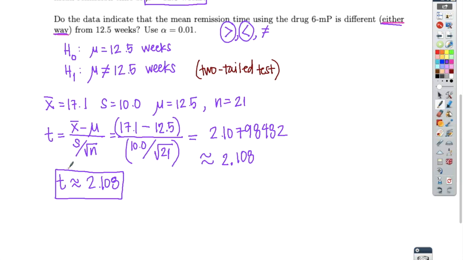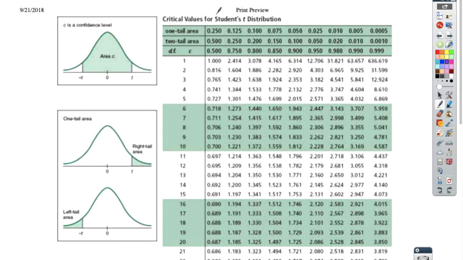Okay, so now that I've got my t-score, I need to find the p-value associated with the t-score, except there is another significant difference here between t and z. We're not going to find one p-value. We're actually going to find a range of p-values. So here's what I mean. In your formula sheet, here's what your student's t distribution looks like.